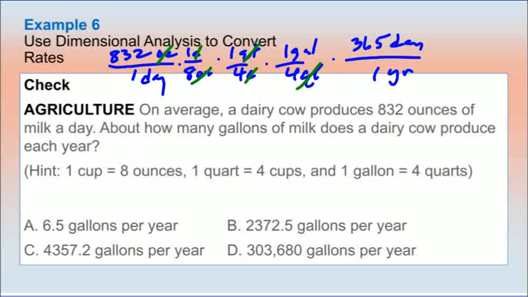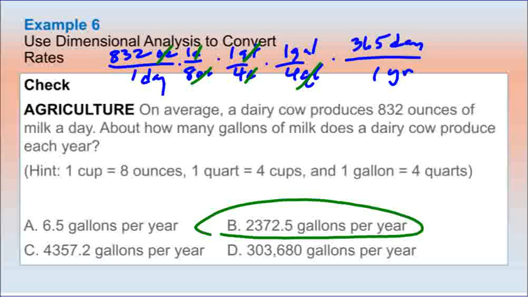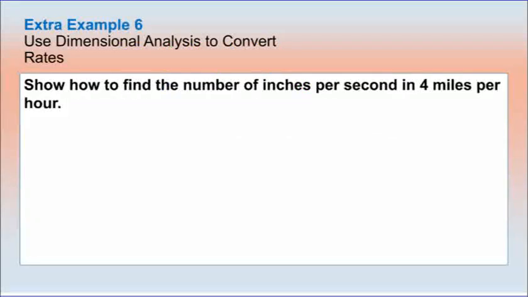So in our calculator, let's do 832 times 365 divided by 8 divided by 4 divided by 4, and you should get 2,372.5 gallons per year, which would be letter B. And our last question.